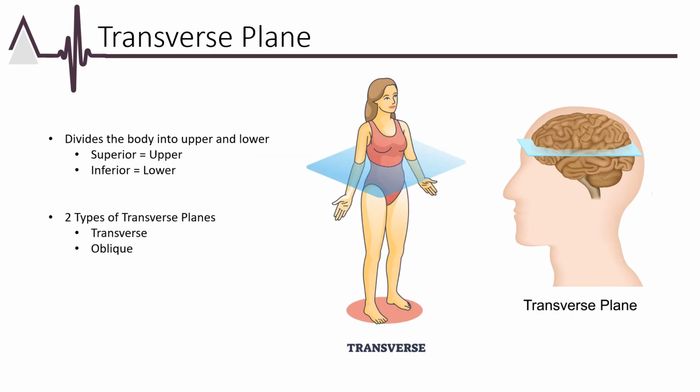The transverse plane, also known as the horizontal plane or axial plane, is an imaginary plane that divides the body into superior and inferior portions. This plane is perpendicular to both the sagittal and frontal planes and runs parallel to the ground. When we talk about the transverse plane, we often refer to two different types of transverse planes. The first is the standard transverse plane, which divides the body into the upper and lower portions. The second is the oblique transverse plane. These are transverse planes that are slanted or angled with respect to the body's horizontal axis, rather than being strictly horizontal.